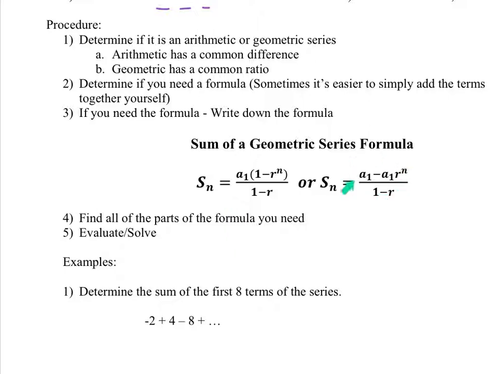So this is the formula they give you on the reference sheet. This is the one that is generally accepted in math circles, but they took the A1 and multiplied it through. A1, remember, is the first term. R is the common ratio. N is the number of terms that we want to add up. Okay, and then solve. Sometimes they're going to have you solve for A1, sometimes R, sometimes N.